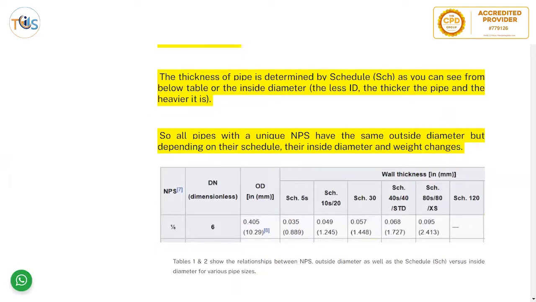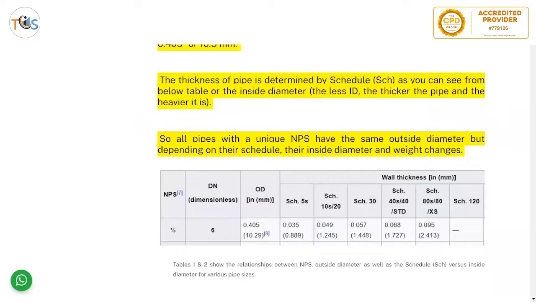The thickness of pipe is determined by schedule, as we said, and as you can see from this table, the less the inside diameter, the thicker the pipe and the heavier it is. So all pipes with a unique NPS have the same outside diameter, but depending on their schedule, their inside diameter and weight change.